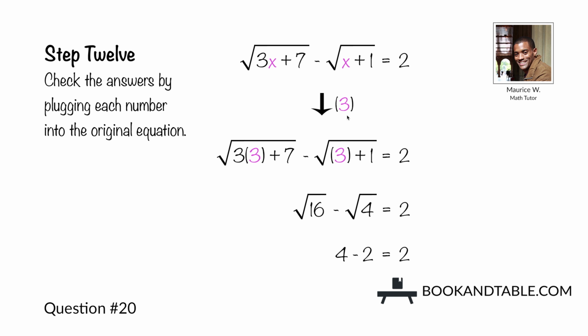Then the second value, positive 3. 3 times 3 is 9. 9 plus 7 is 16. The square root of 16 is 4. Minus the square root of 3 plus 1, which is 4. The square root of 4 is 2. 4 minus 2 is equal to 2, confirming that x is also equal to positive 3.